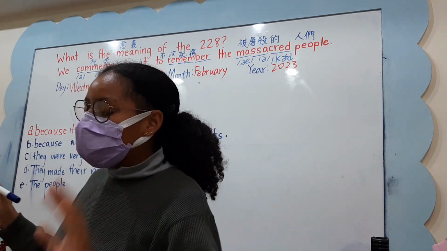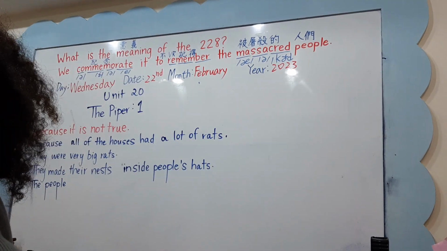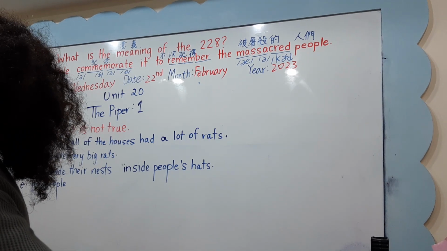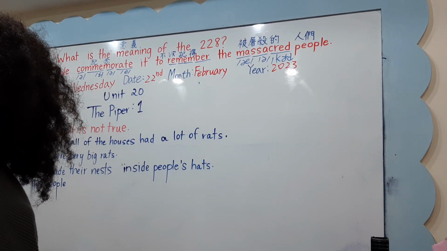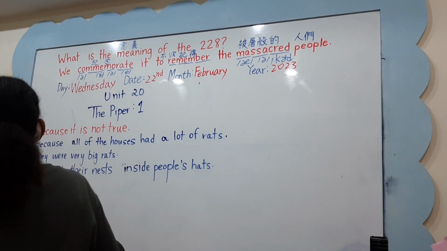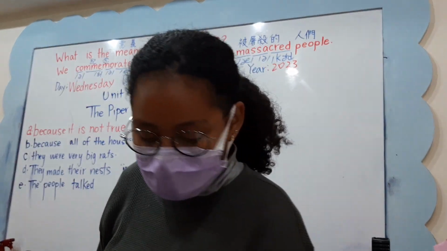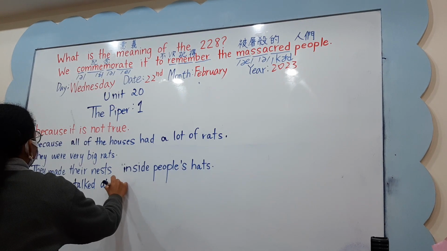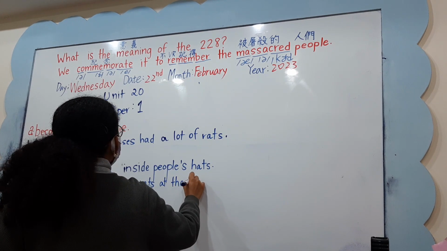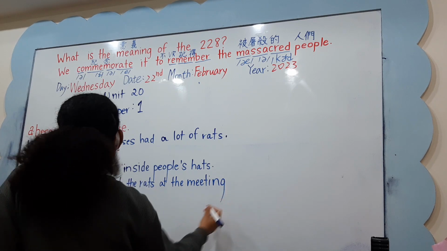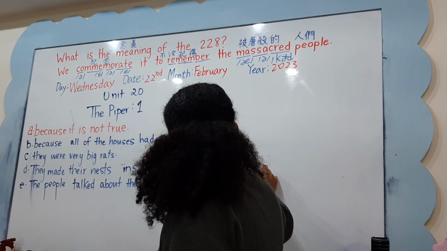The people talk or talked? What do you think, Dora? Good, the people talked. So the people talked about the rats at the meeting. Remember, when we answer these questions, we need to use complete sentences, right? So the people talked about the rats at the meeting because... What do you think? Because?